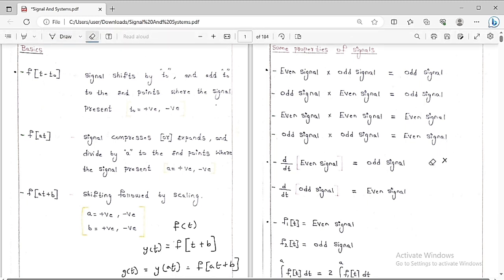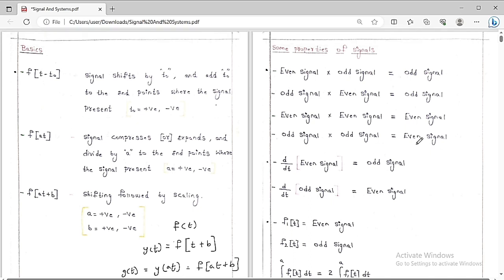So just keep this in your mind: even signal into odd signal is always equal to odd signal, odd signal into even signal is equal to odd signal, even signal into even signal is equal to even signal, and odd signal into odd signal is again even signal. So these things you always have to keep in your mind. Always remember, even into odd is odd, odd into even is odd, even into even is again even, and odd into odd is again even.